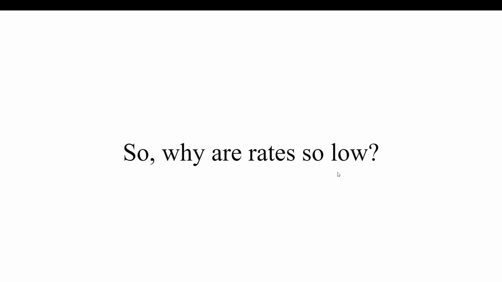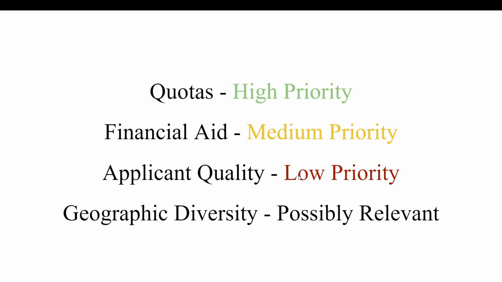So why are rates so low, right? We just talked about all these reasons, and now we're going to list them based on how important or pressing they are in the admissions committee room. Quotas are pretty high priority. Every school has a set quota, and some of them are increasing like Harvard, but typically it's around 10-12% of students are international students, and that's what makes it so hard for internationals to get in.